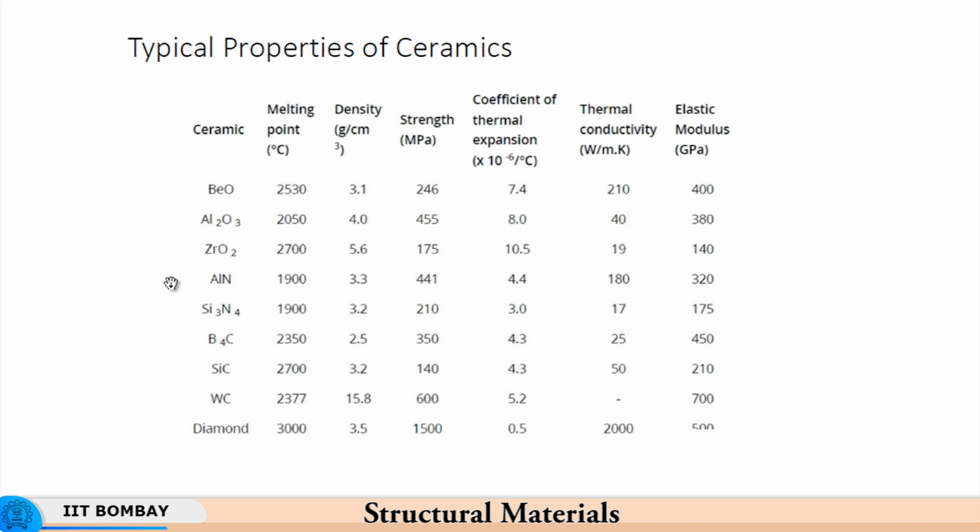Again, if you were to design something, the elastic modulus tells you the extent of deflection. The larger the elastic modulus, the lower the elastic deflection of the material under loading. So basically you have, for example, Si3N4 would have a greater deflection under the same load as compared to BeO, as seen here.